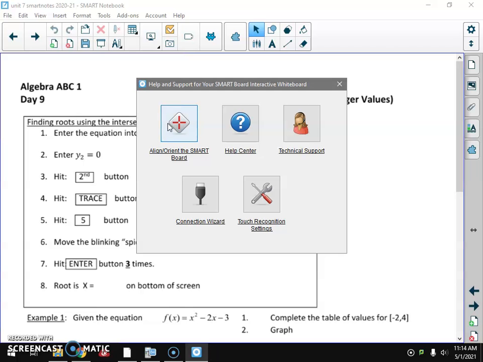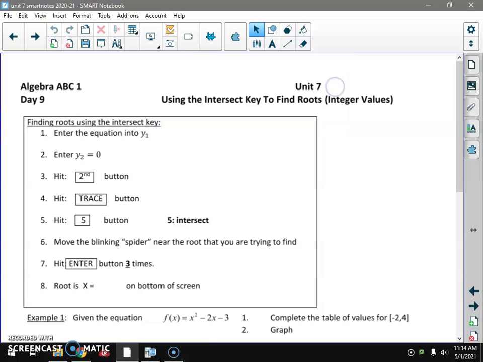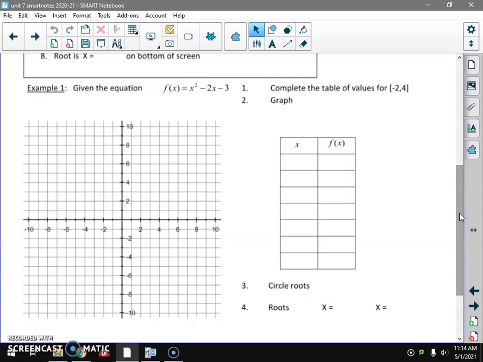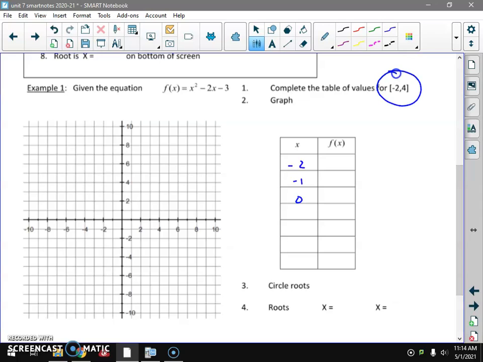Now we should be good to go. All right, so here's our equation. X squared minus 2x minus 3. We know x squared's positive, so it's going to be happy. I'm giving you the domain of negative 2 to 4: negative 2, negative 1, 0, 1, 2, 3, 4. I already plugged it into my calculator. I found the sweet spot. 5, 0, negative 3, negative 4, negative 3, 0, 5.